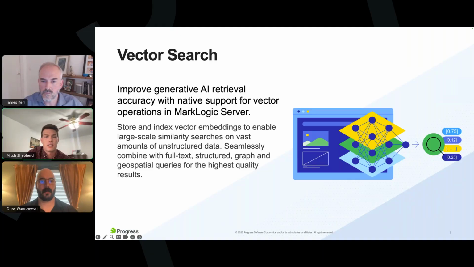Vector search. MarkLogic 12 introduces native vector search, which is essential for next-gen AI applications. This feature will allow customers to store vector embeddings directly in JSON or XML, enabling large-scale similarity searches across vast volumes of unstructured content. Developers can represent documents or parts of documents as vectors and search against them. And these vector operations can be combined with our existing search techniques such as structured metadata, full text search, graph, and geospatial to really support hybrid or multi-model RAG strategies.